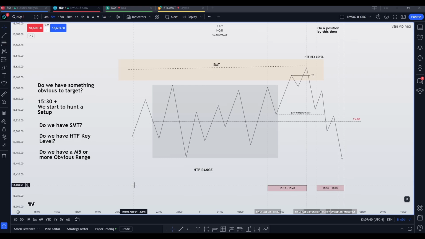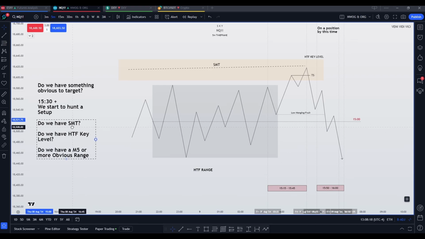We can see some sort of obvious range or obvious model, just like the market maker models. You can see it fractalized on a smaller schematic. From 1530 and above, we want to start to hunt for our setup. We can already start to engage with price a bit before, it's also flexible, but I would rather enter a position after 1530.